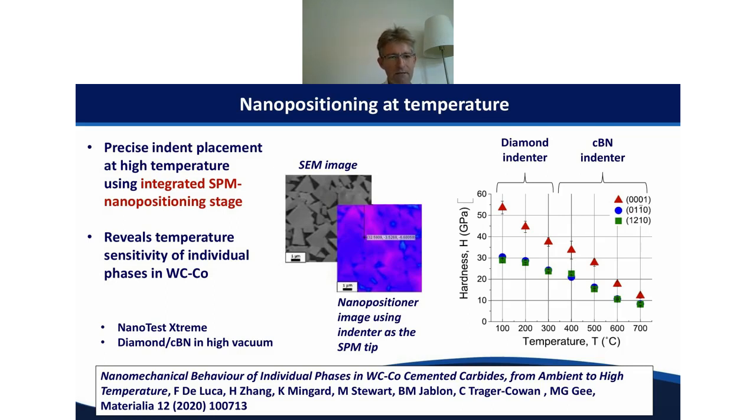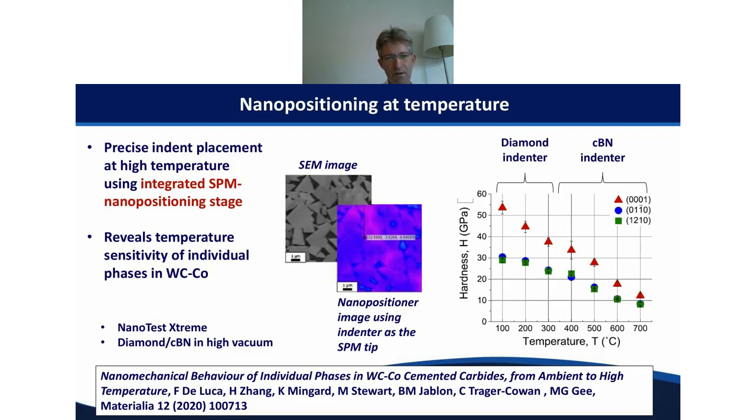And what they've done here is, as a first stage, they've used the nanopositioner image. They've obtained that image of the cemented carbide cobalt material, essentially as an SPM image. So they're using the tip of the Berkovich under a very, very light loading to generate a map of the surface, and you can see there you get exactly the same information as you do in an SEM image. And then they've used that image to precisely target where they want to put those indentations.